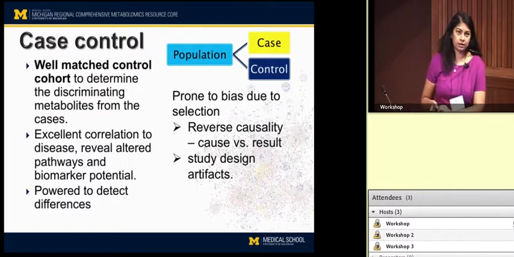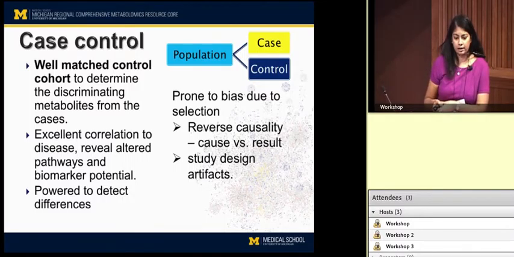There are also study design artifacts. For example, if you're studying patients with heart disease and patients without heart disease, and you see drug metabolites of statin in one group, that is a study design artifact, because obviously the people with heart disease are on statins, therefore you see their metabolites in the serum. Therefore, there are some study design artifacts that crop up with these kinds of studies.